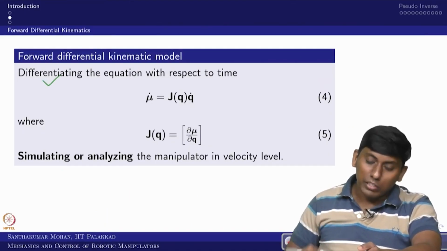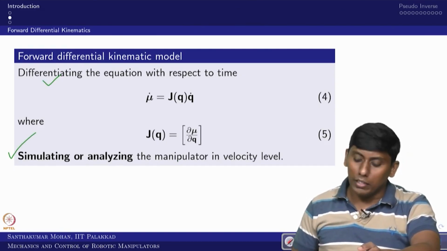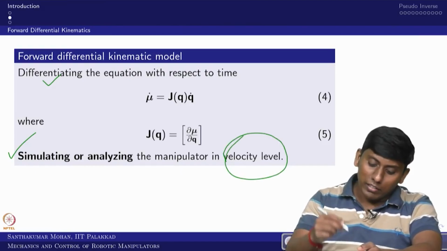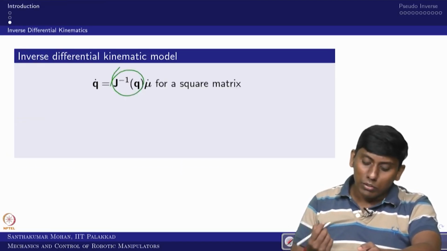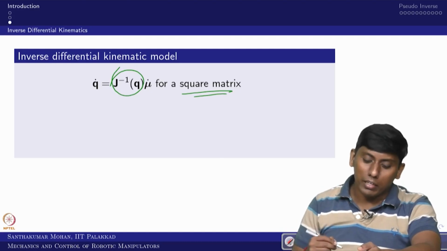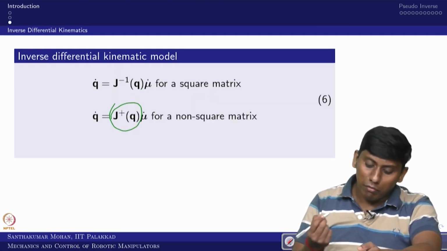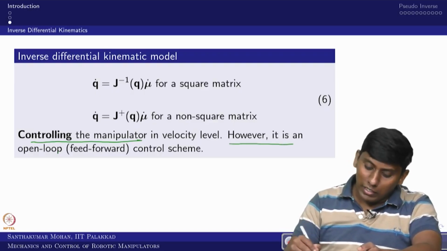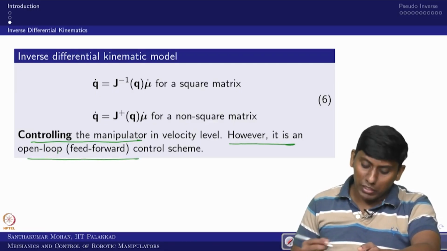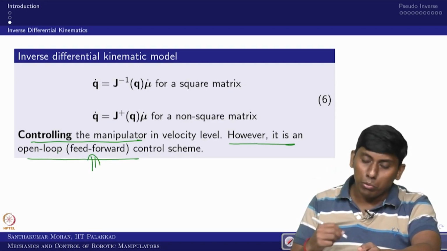So this is the forward differential kinematics, which is equivalent to simulating or analyzing the manipulator at velocity level, whereas the inverse differential kinematics, you can easily recall, is J(q) inverse. If it is a square matrix, that is fine; if it is a non-square matrix you would use a pseudo inverse, which we have written as J plus. This is equivalent to controlling the manipulator at velocity level. However, it is an open loop control scheme, in the sense it is a feed forward control. Please recall that. It is feed forward open loop.